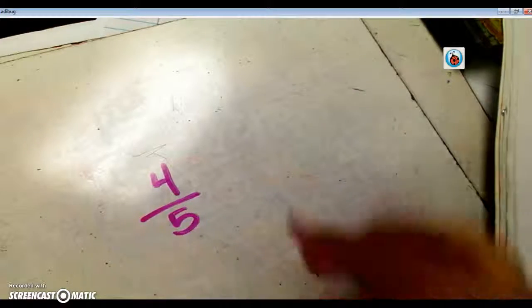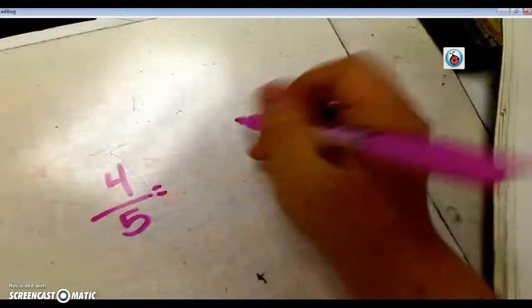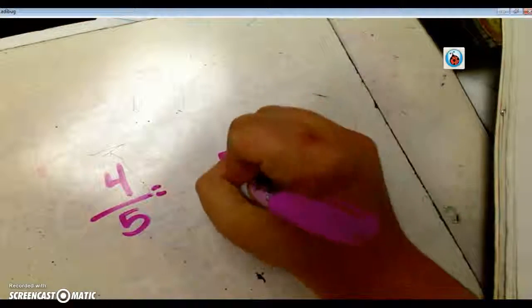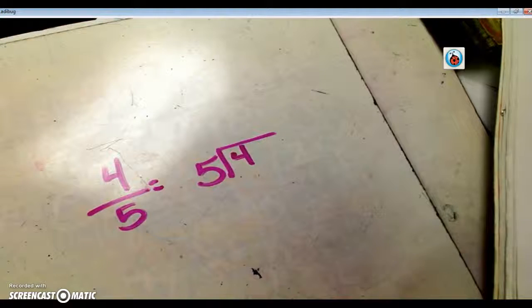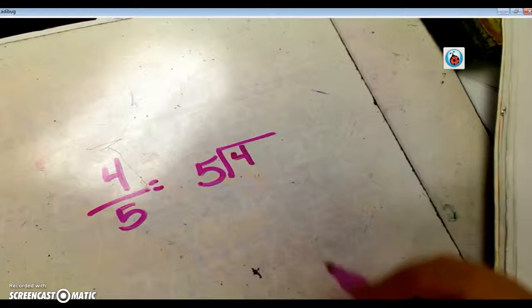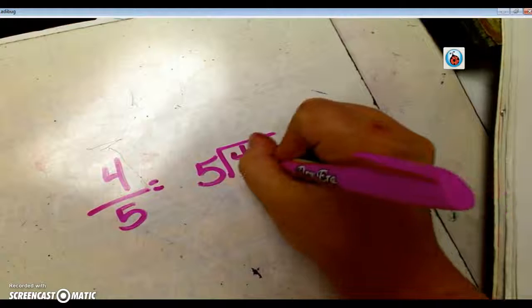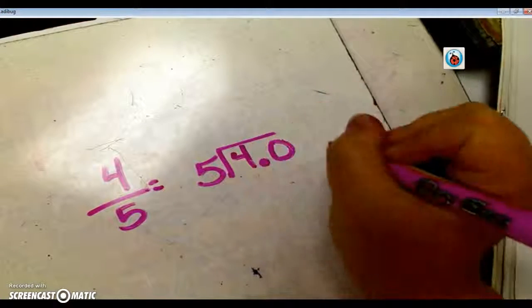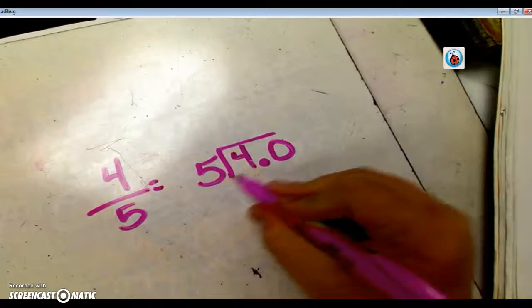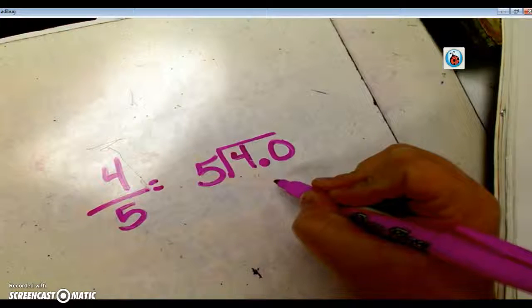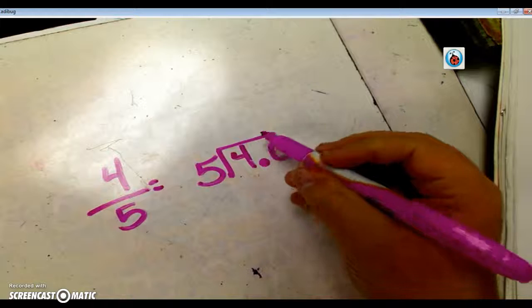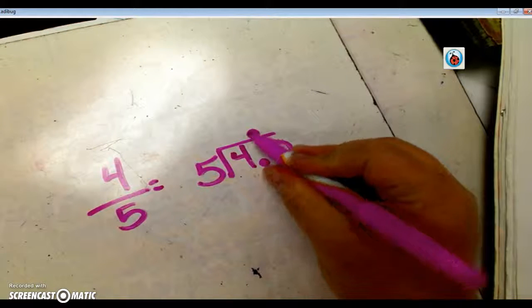Give me a decimal that's equivalent to 4/5. Your 4 is inside the box. 5 is your divisor outside of the box. What is my first step? Chelsea? Add a decimal point and a 0. Now it's not how many times does 5 go into 4, but how many times does 5 go into 40. And then you want to carry your decimal. I want to carry my decimal point straight up too.